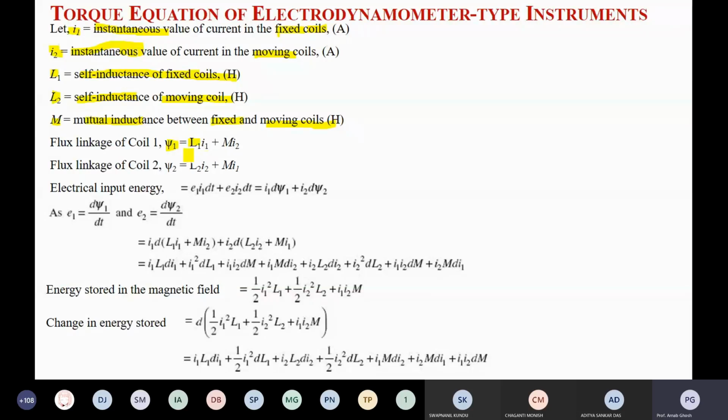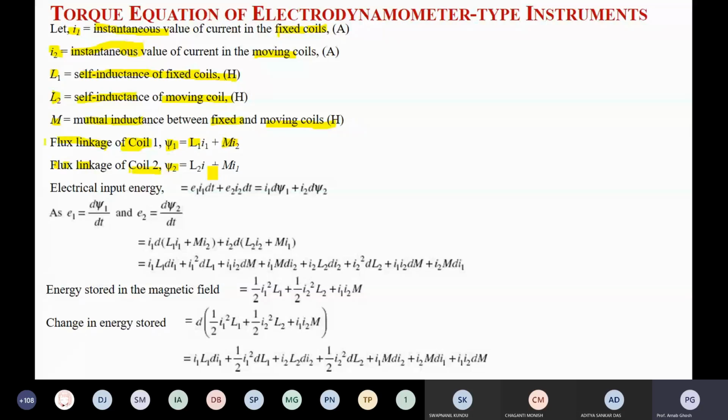But in this case, some mutual inductance is also there. Mutual inductance means the inductance due to the current passing through your moving coil, that means I2. So mutual inductance M into I2 is added for coil number 1, that means the fixed coil flux linkage. So the flux linkage for coil 2 is psi 2. So psi 2 equals what? L2 I2 plus M into I1.